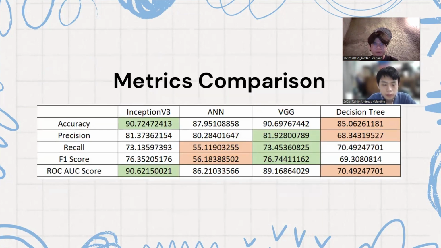Now, for the metric comparison table, we can see which have the highest percentage indicated by the green columns and the lowest ones indicated by the red columns. Inception V3 has the highest accuracy of 90.72% and the highest ROC-AUC score with 90.6%. Meanwhile, the other CNN model, which is the VGG16, has a similar accuracy. However, VGG16 leads in terms of precision, recall, and F1 score. The ANN model shows a promising accuracy but has the lowest recall and F1 score. Next is the decision tree, which is the worst model.